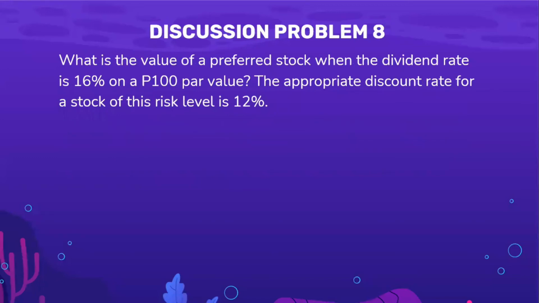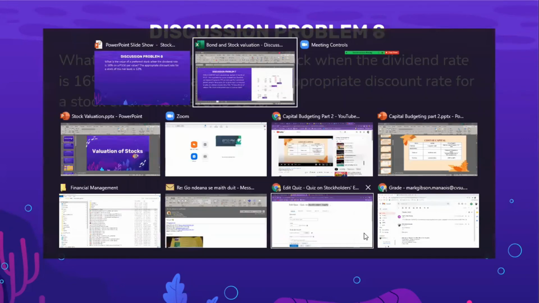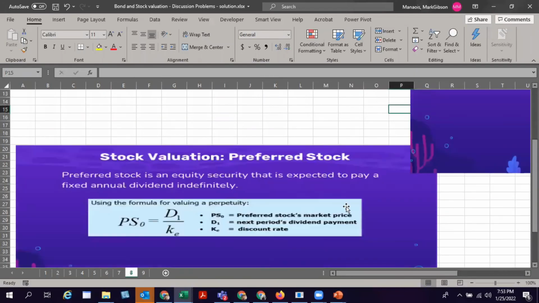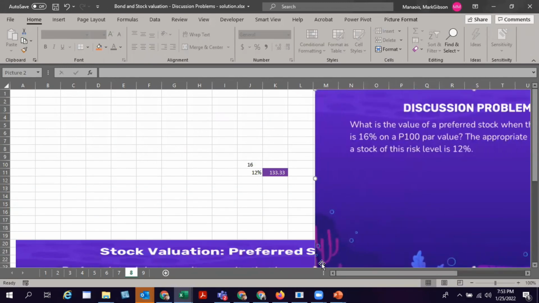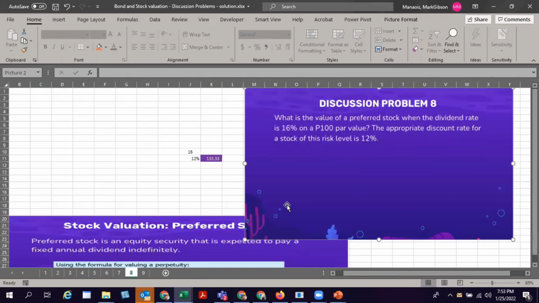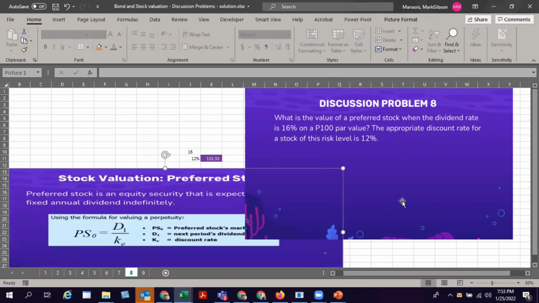Problem number 8, another illustration. What is the value of preferred stock when the dividend rate is 16% on a 100 peso par value? The appropriate discount rate for stock of this risk level is 12%. So in problem number 8, this is on preferred stock valuation. Given our 16%, this is the dividend rate on 100 peso par value.